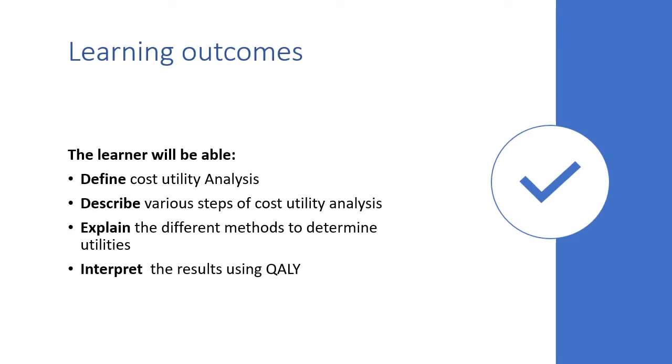After completion of the topic, the learners will be able to define cost utility analysis. Second, describe various steps of cost utility analysis. Third, explain the different methods to determine utilities. And the last, interpret the results using the QALY, or quality adjusted life year.